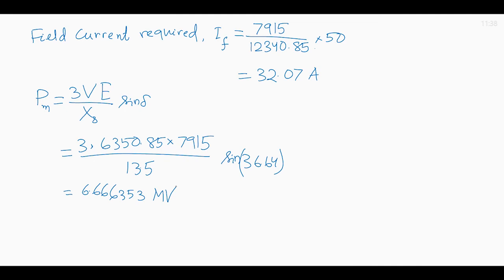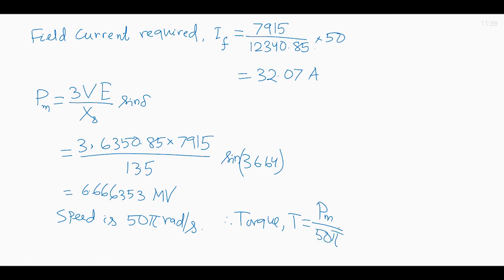So, speed is 50 pi radian per second, hence the torque is, that is Pm by 50 pi, power by speed is the torque. So, it comes as 4239 Newton meter.